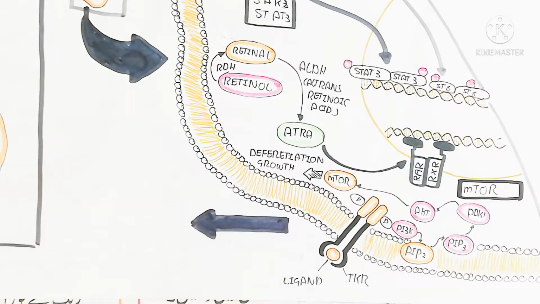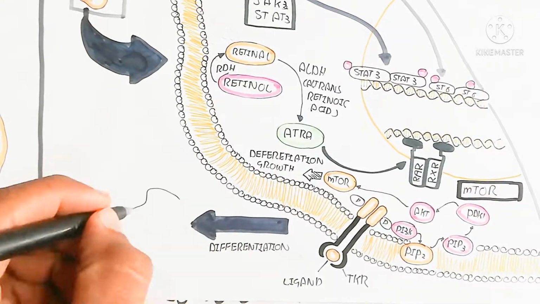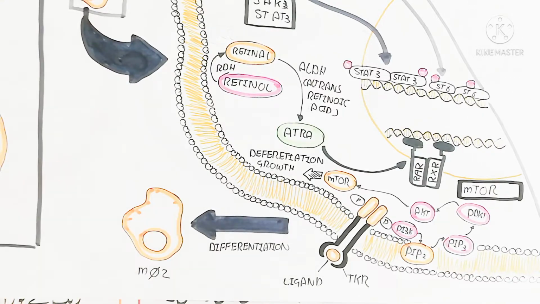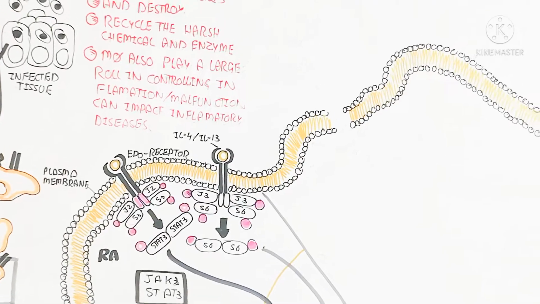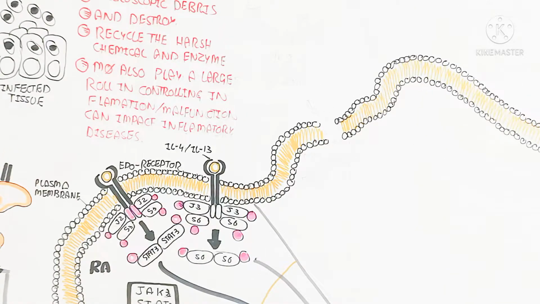Differentiation and growth will occur, and in this way cell autophagy will be inhibited. So the differentiation produces macrophage 2. So this is the basic activation of the macrophage.